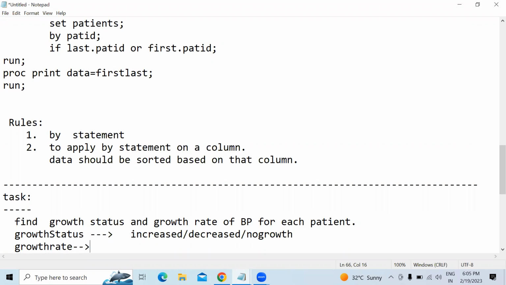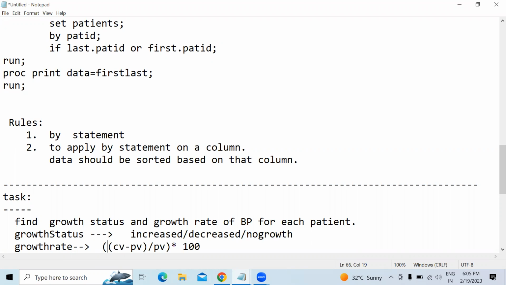Increased or decreased by how many percent? Current value minus previous value, divided by previous value, whole into 100. That's the mathematical formula. Current value means the last visit BP. Previous value means the very initial BP, when he was admitted into the hospital. In the last visit, what was his BP? And based on that I want to identify the growth rate.